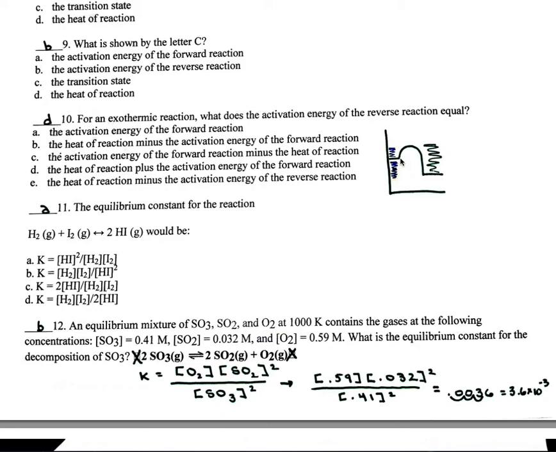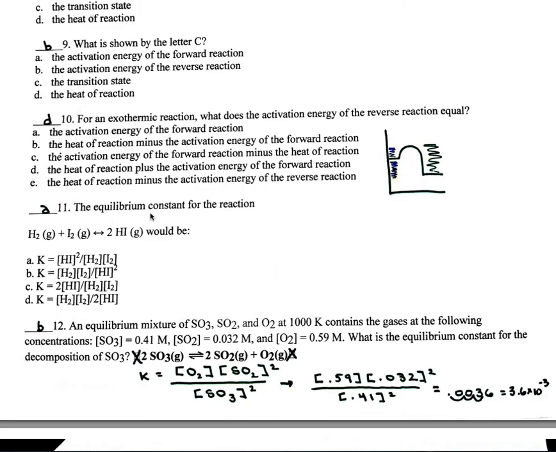This is the activation energy of my forward reaction, plus the heat of reaction, the difference between my reactants and my products. This difference right here, represented by this plus this, equals the activation energy of my reverse, which is exactly what D is explaining. So take a look at that, make sure you understand it, but D is the correct answer.